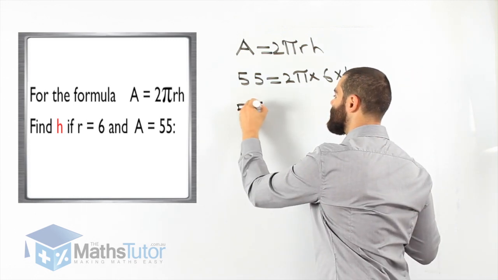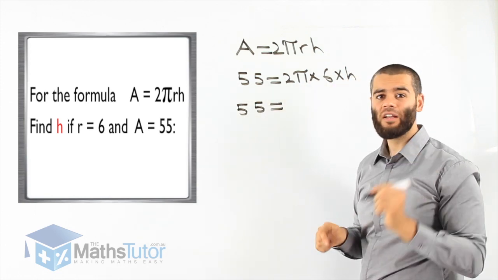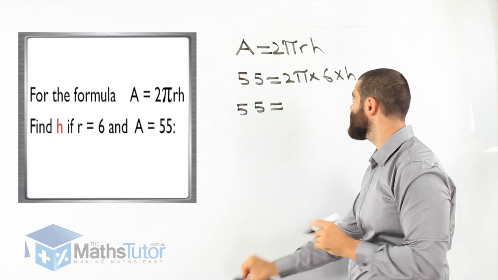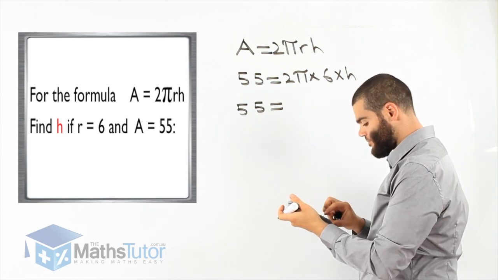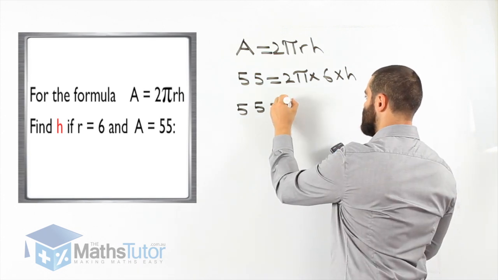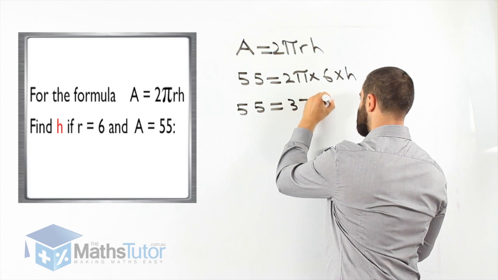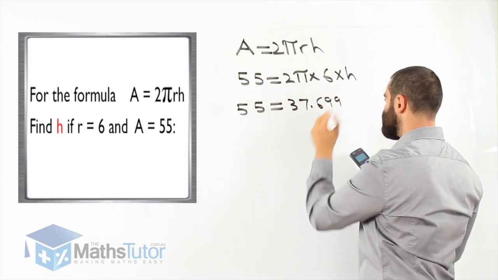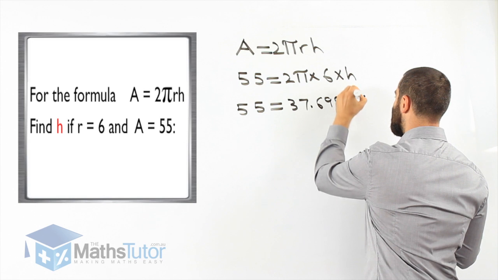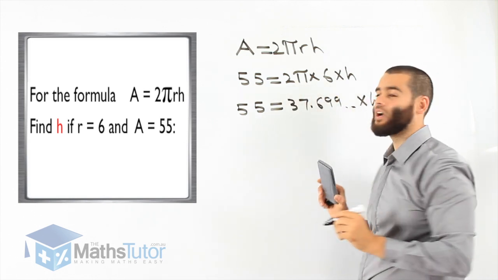55 equals 2 times pi times 6. Grab your calculator, put 2 times pi times 6. Let's do that now. 37.699, and it continues on, times H. That's our answer for 2 times pi times 6.